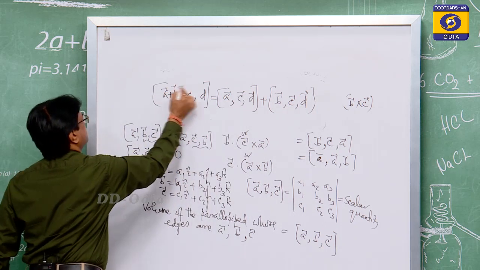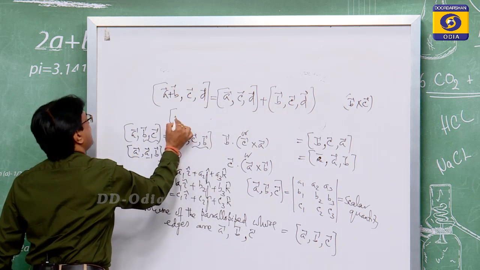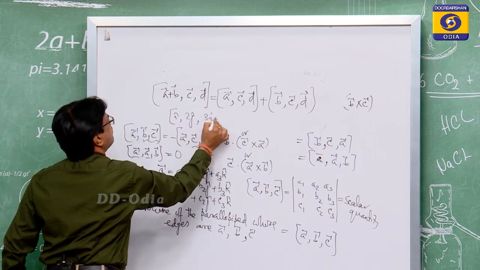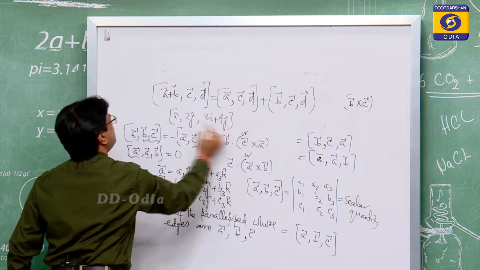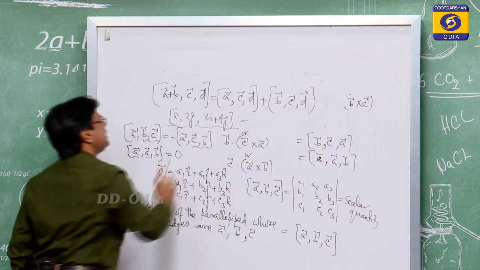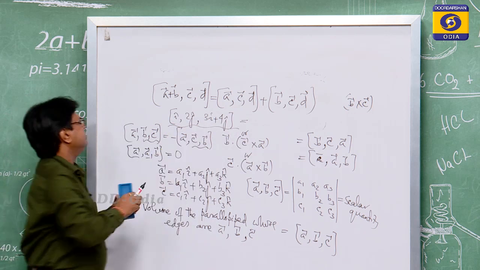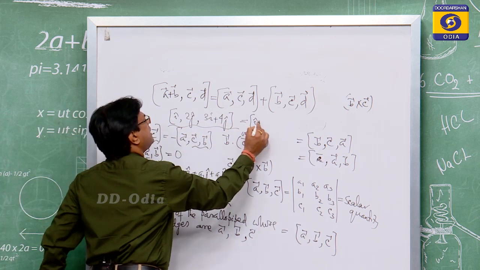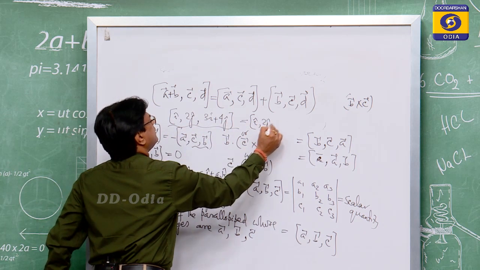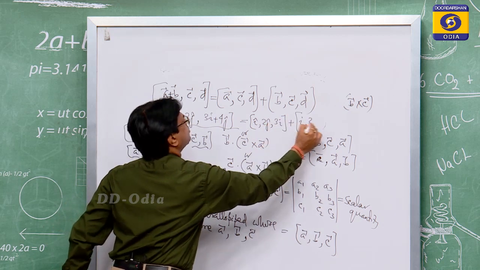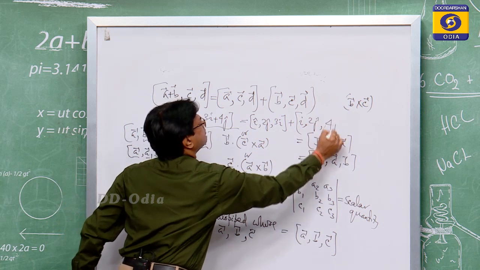Suppose you are given i, 2j plus 3i plus 4j. So, what is the value of this? So, only verify i, 2j, comma 3i. You can write in this way: i, 2j, 3i plus i, 2j, 4j.